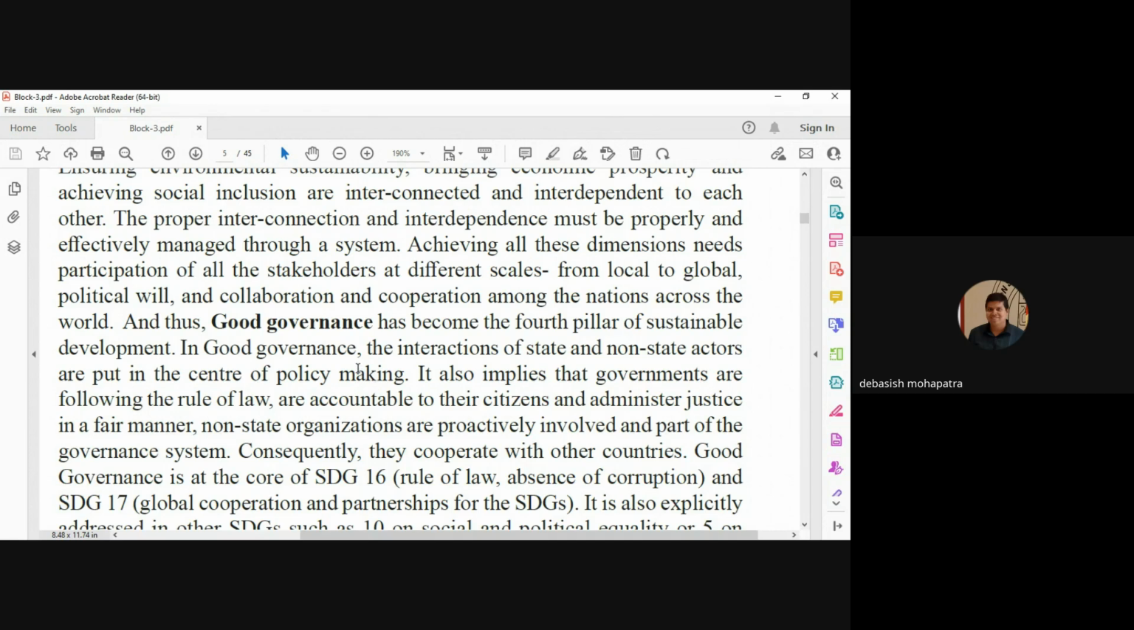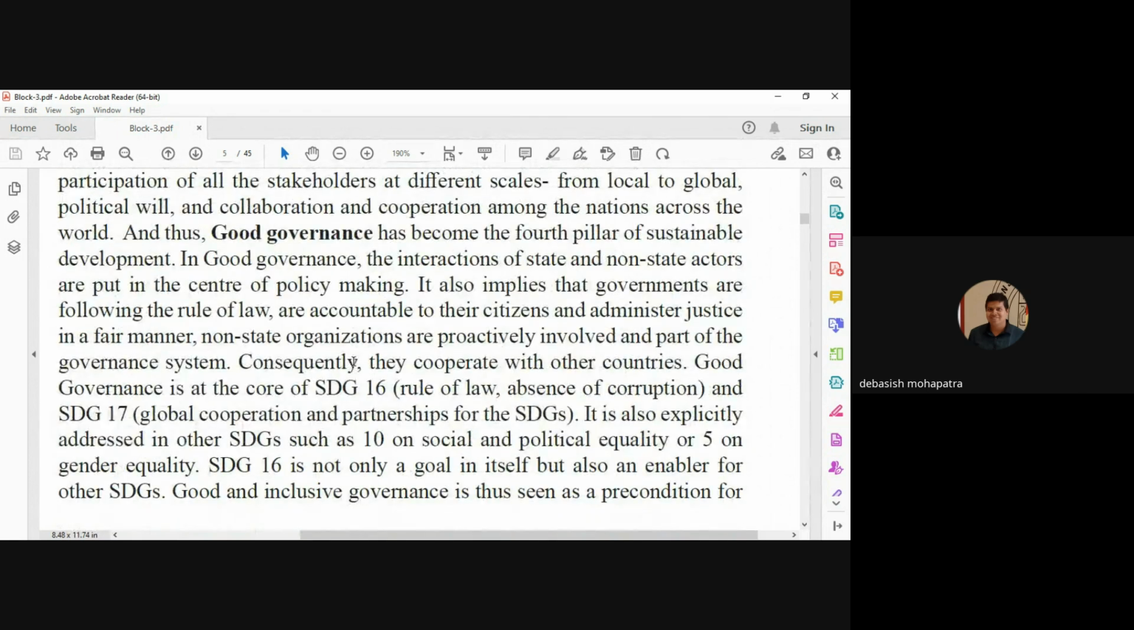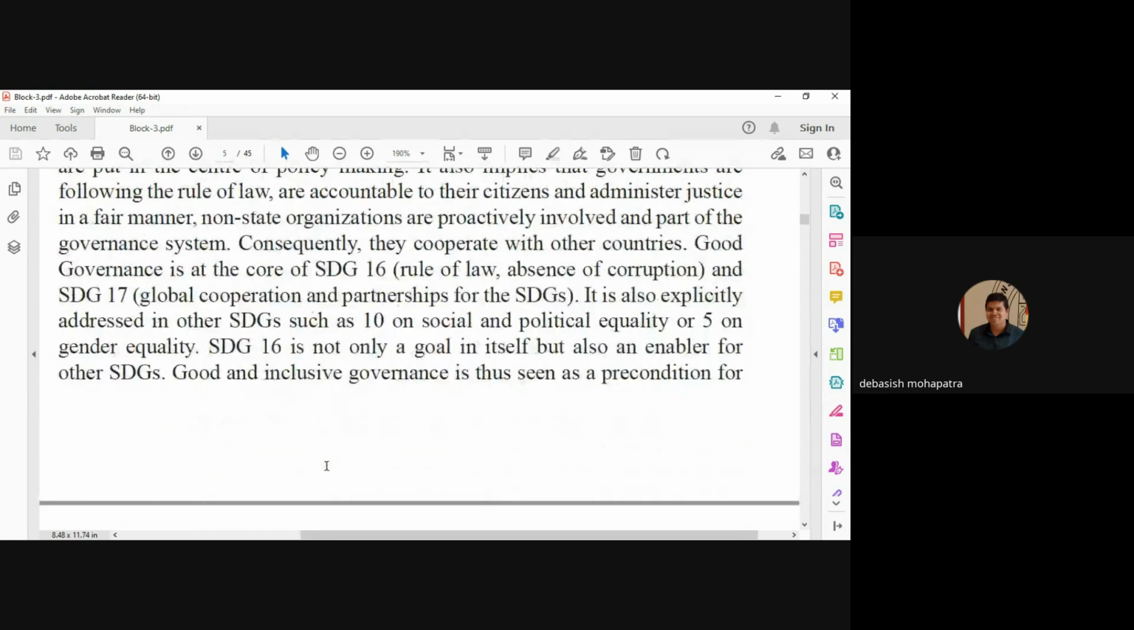Consequently, they cooperate with other countries. Good governance is at the core of SDG 16, rule of law and absence of corruption, and SDG 17, global cooperation and partnership for the SDGs. It is also explicitly addressed in SDGs such as 10 on social and political equality or 5 on gender equality. SDG 16 is not only a goal in itself but also an enabler for other SDGs.